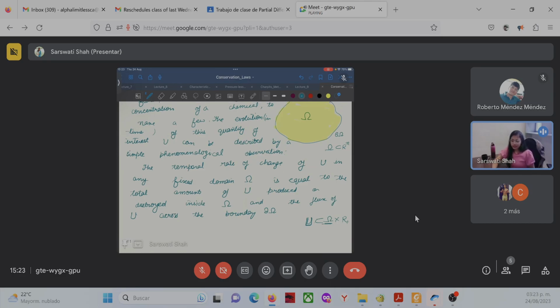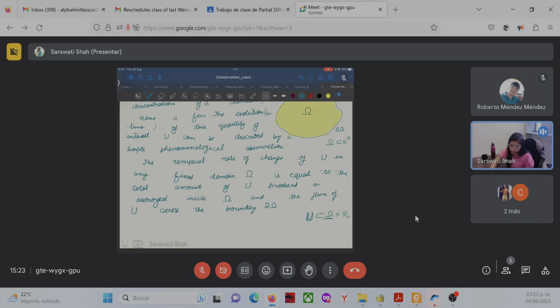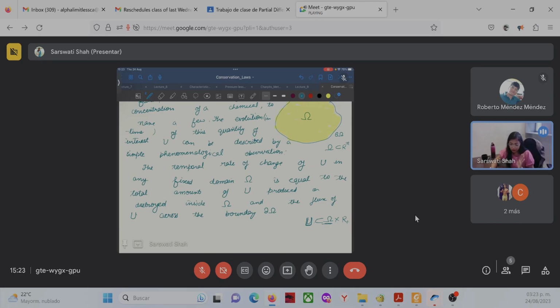So the temporal rate of change of U in any fixed domain omega is equal to the total amount of U produced or destroyed. If an amount of U is produced inside this domain omega, then it works like a source. Something is produced. Or if something is destroyed here, it works like a sink inside omega, and the flux of u across the boundary delta omega.